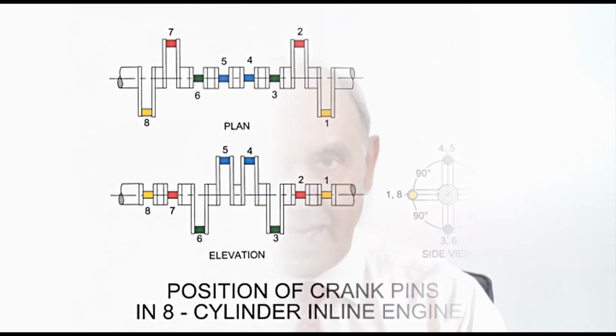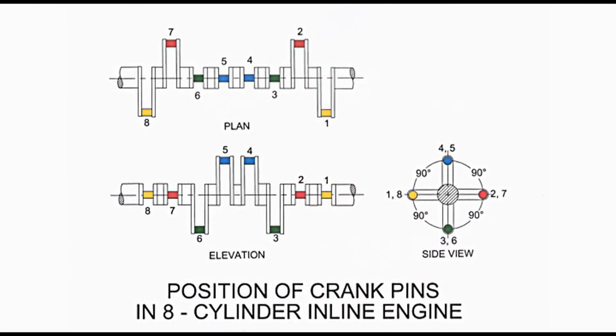Referring to the diagram, there are 3 views: elevation, plan and side view for better visualization of the crankpin position. The crankpin pairs are 1-8 shown in yellow, 2-7 shown in red, 3-6 shown in green and 4-5 shown in blue. This type of pairing helps in uniform loading of the crankshaft throughout its length. It may be observed in the side view that the crankshaft revolution of 360 degrees has been equally divided into 4 parts.